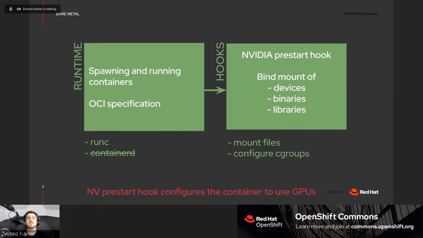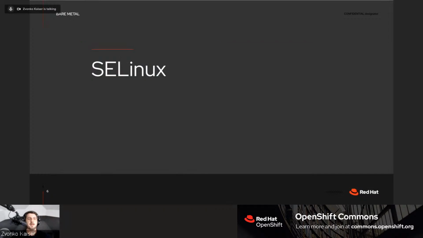So speaking of mounting files in a container, since we are running on a RHEL platform, we need to cover another really important topic, and this is SELinux. Everybody who has mounted any volumes or files from a host into a container knows that something is happening with SELinux. I just want to illustrate what really happens when you're doing mounts from the host into a container, and that's a crucial point for the NVIDIA pre-start hook because it's getting the files from the host into the container.